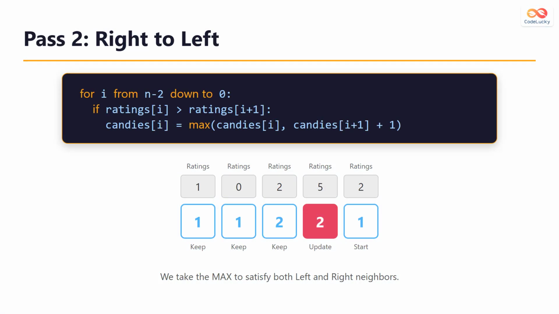Now for the second pass. We iterate backwards, from the end of the line to the beginning. This time, we check if a child has a higher rating than the child to their right. If they do, we have a decision to make. We need to make sure they have more candies than their right neighbor, but we also don't want to break the condition we just established in the first pass.